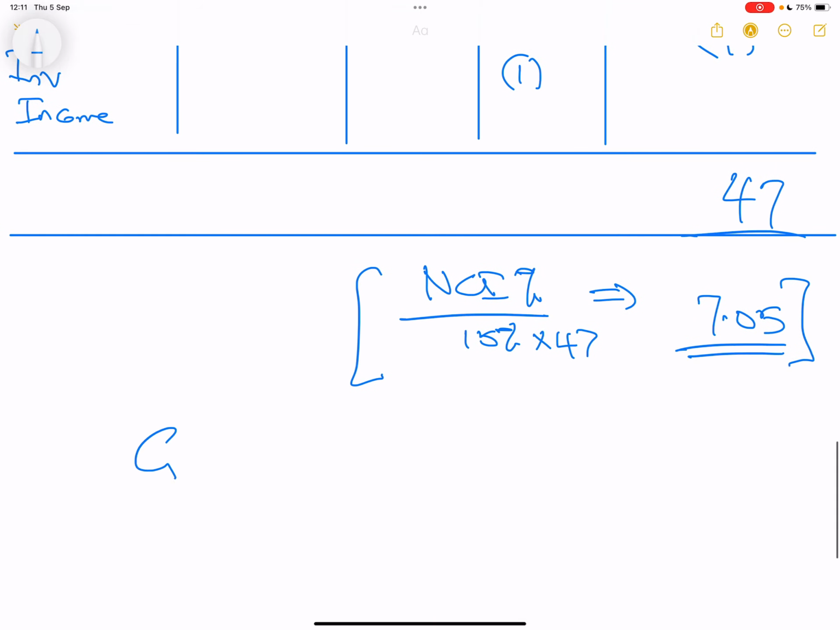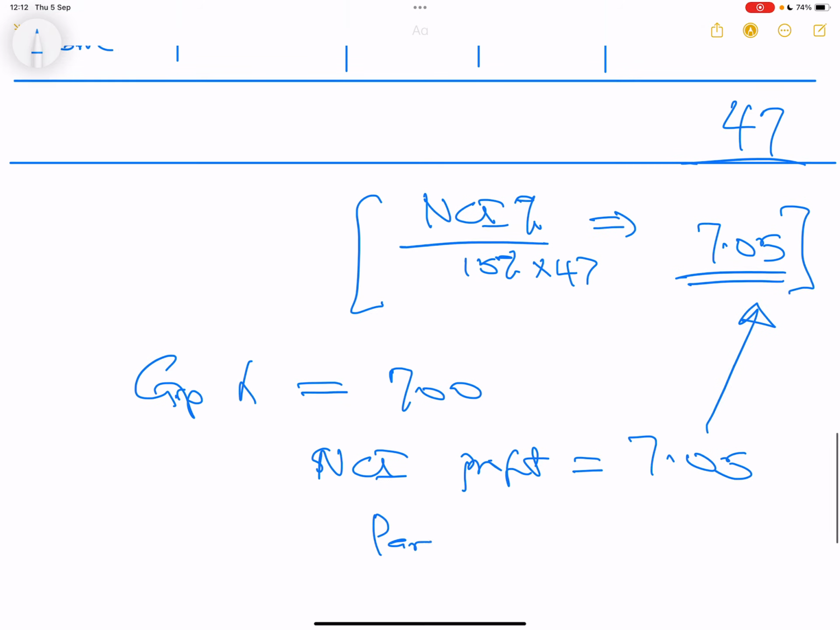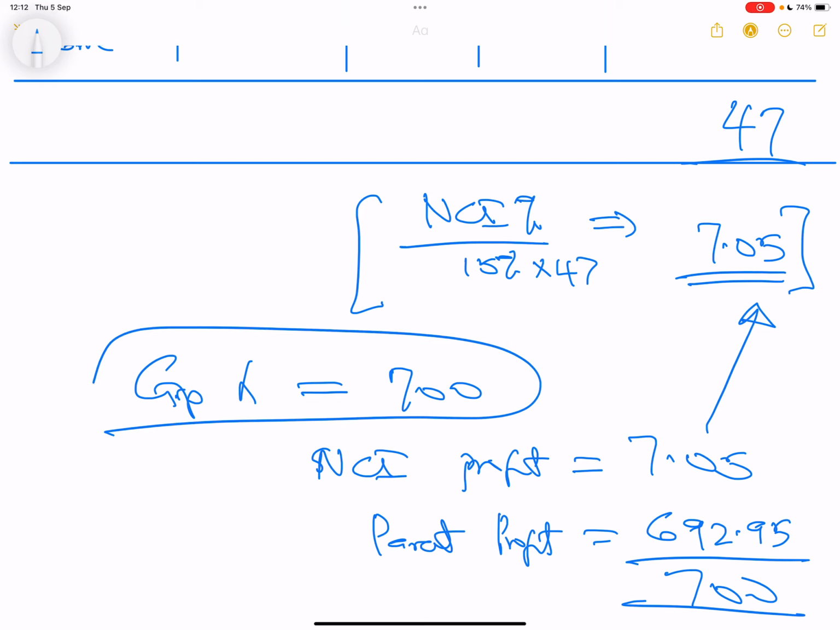Whatever we have as group profit, if group profit is say 700, it means that we need to take away 7.05 from that, and we'll just say NCI profit is 7.05. Remember, we got that from here. And the parent profit will be the balance, which will be 692.95. And that must always add up to the 700 we got as group profit.